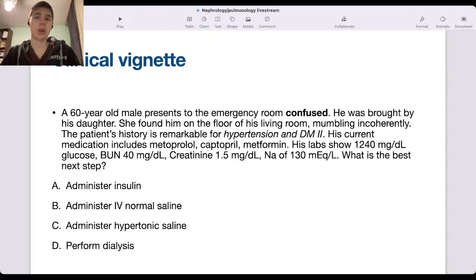The labs show 1,240 mg per deciliter glycemia, a BUN of 40 mg per deciliter, a creatinine of 1.5, and sodium of 130. What is the best next step? We administer insulin. An IV normal saline is administered. A hypertonic saline is administered, or we perform dialysis. I'm waiting for your answers in the chat.